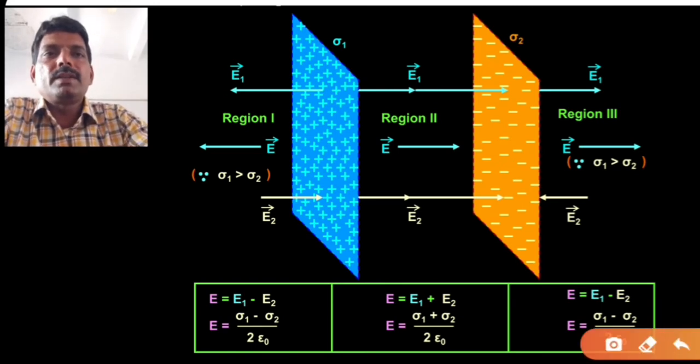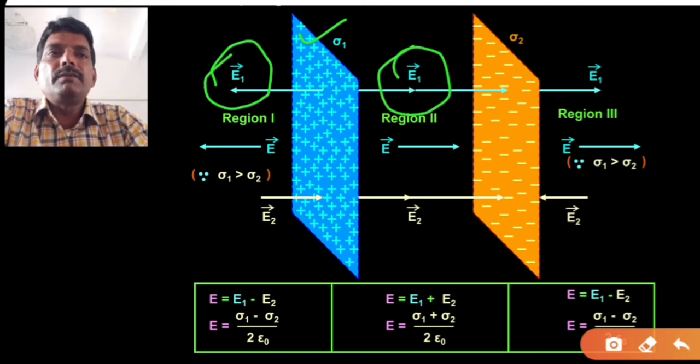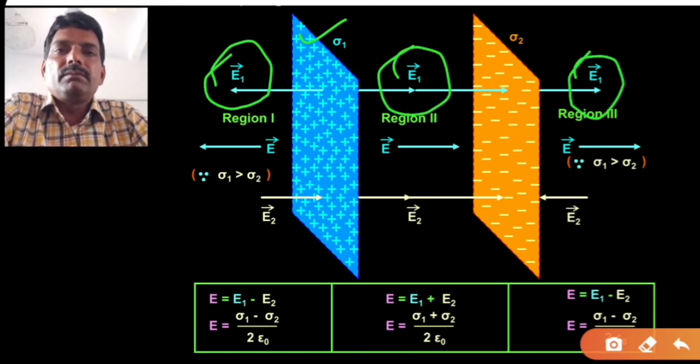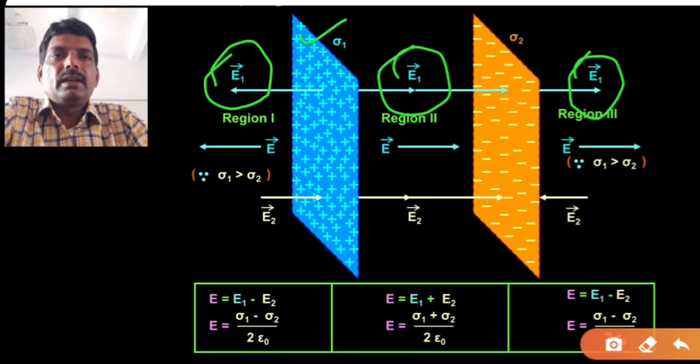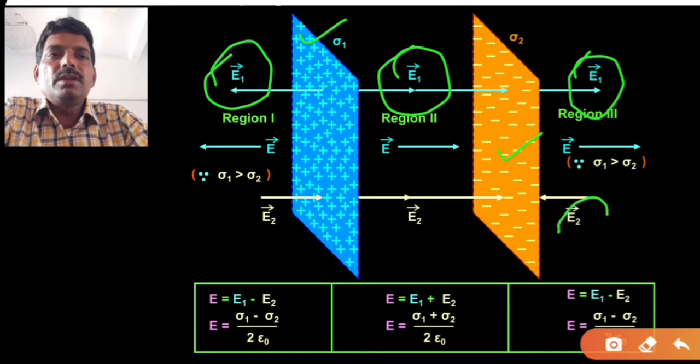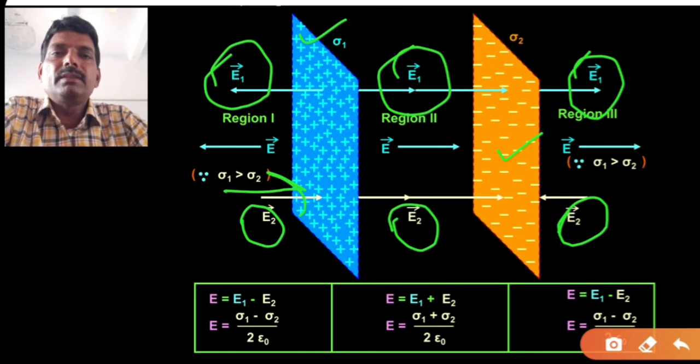If you consider this sheet first, then draw the respective electric field line due to the sheet first, which is away from the sheet because of the positive charge. And for the negative charge, draw the respective electric field in the three regions, that is towards the negative charge. So this E2 is towards the sheet, this E2 is towards the sheet, and this E2 is also towards the sheet.